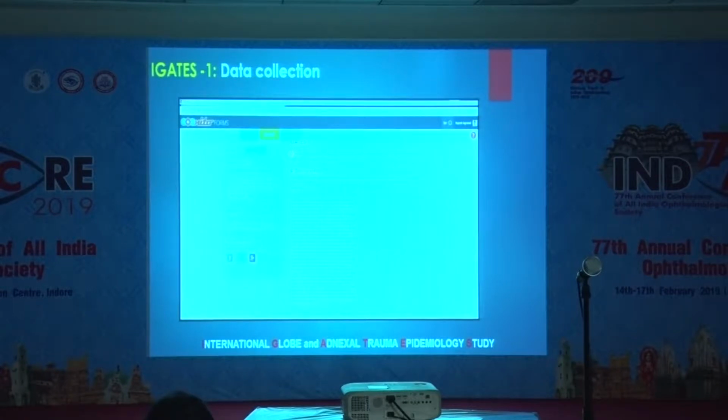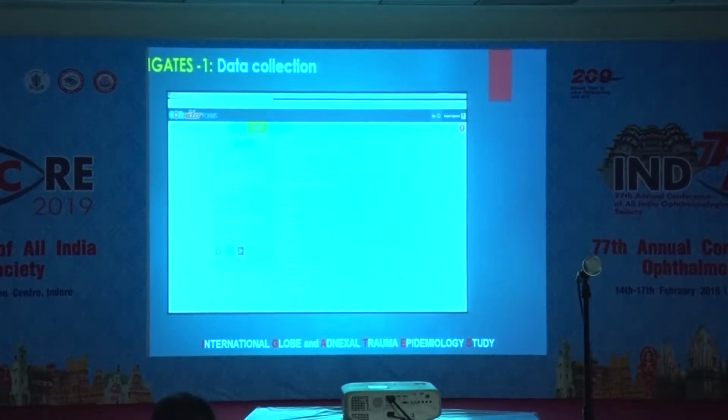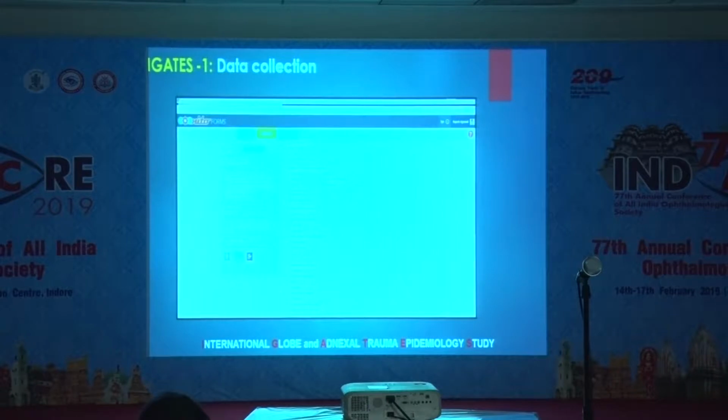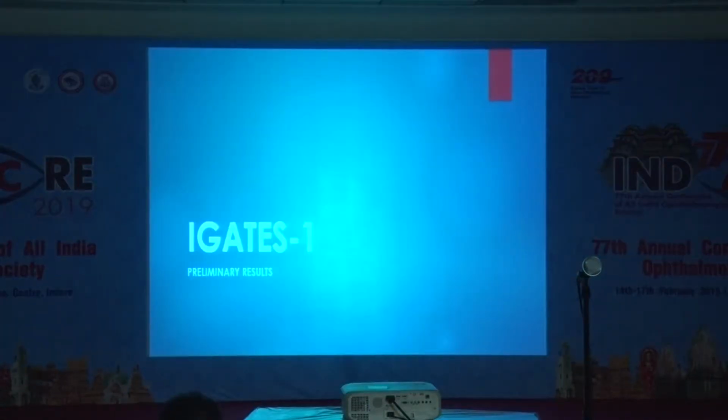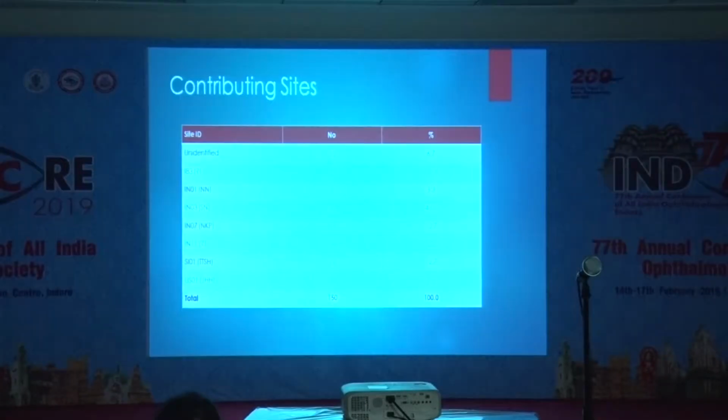The form is very detailed and elaborate, and it is online. These forms were filled up by all the centers. But this was retrospective, and we have some preliminary results.